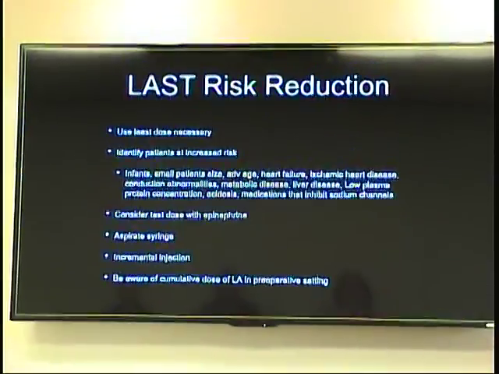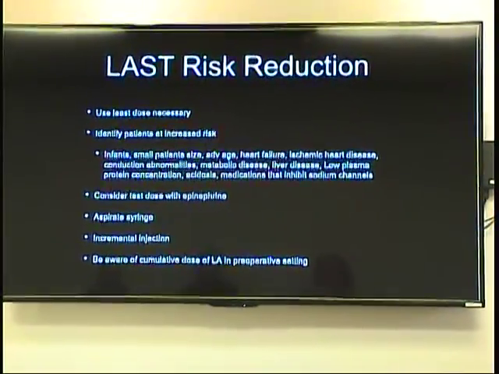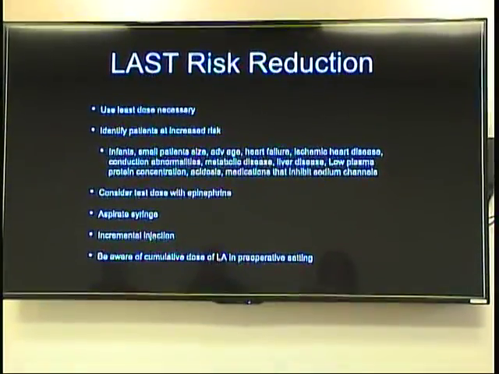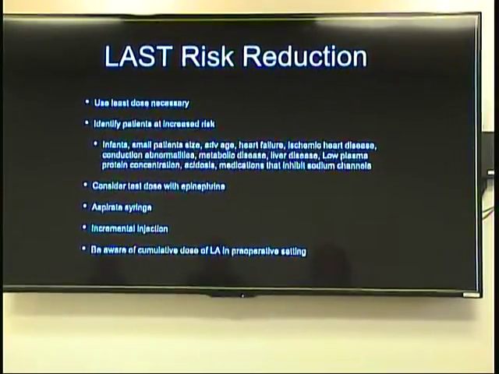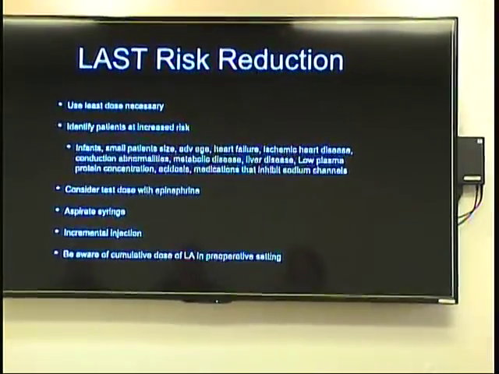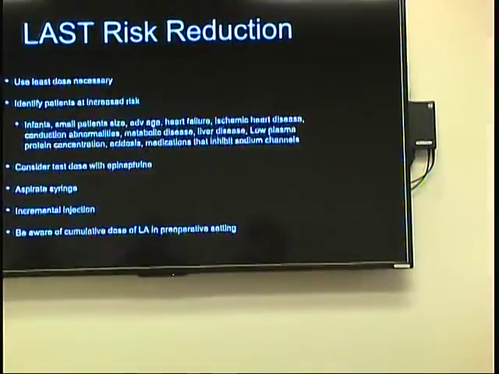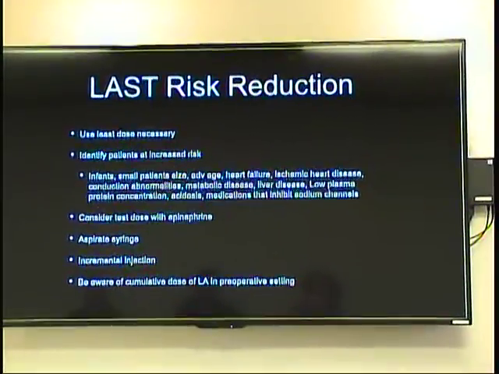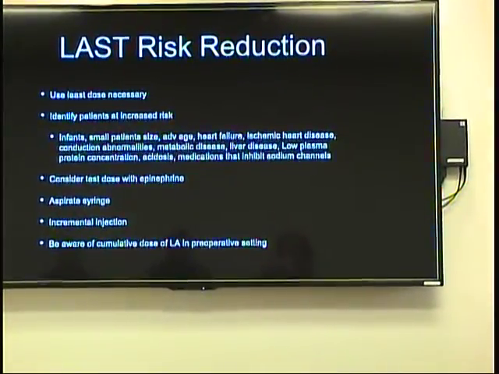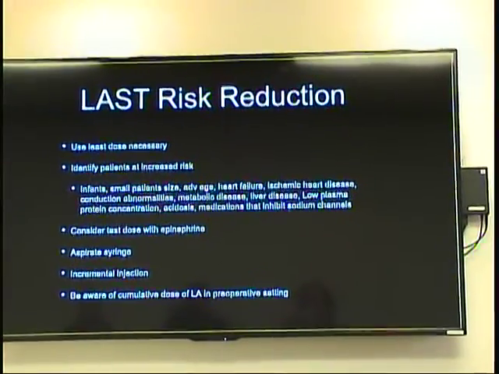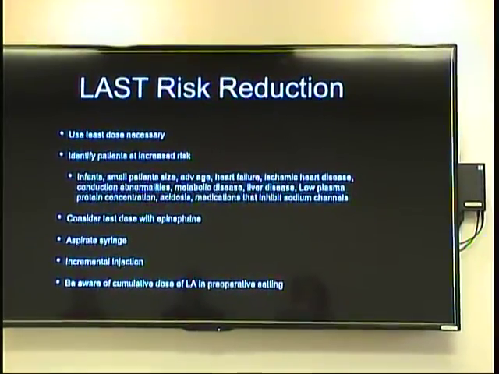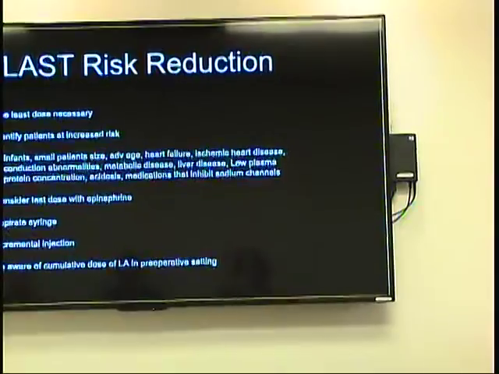All right, so risk reduction: use the least dose necessary. And then we were talking about identifying patients with increased risk. It's usually infants, small size patients, advanced age, people with heart failure because their heart's already prone to any kind of insult. Ischemic heart disease, conduction abnormalities, metabolic disease, liver disease, low plasma protein concentration, because we're talking about protein binding. So if there's less protein to be bound in the body, that means there's more that's going to go to the heart or to the CNS. Acidosis, because that affects that pKa balance. And then medications that inhibit sodium channels.